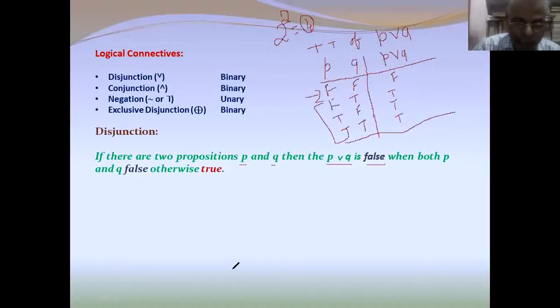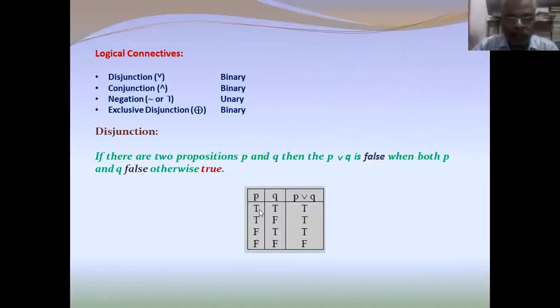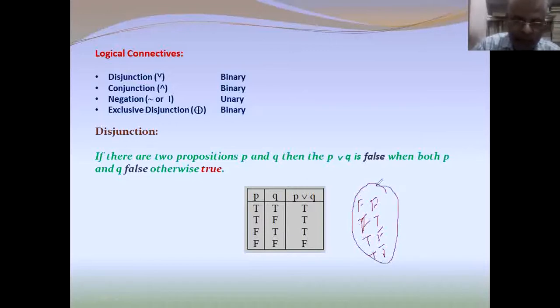So finally, the truth table of this disjunction is shown here. There are two propositions P and Q, and there will be four different interpretations: true, true; true, false; false, true; and false, false. You can write either in this order, or you can also write false, false first, like in our previous discussion. Both can be used, either this way or that way, and its value will be given here.